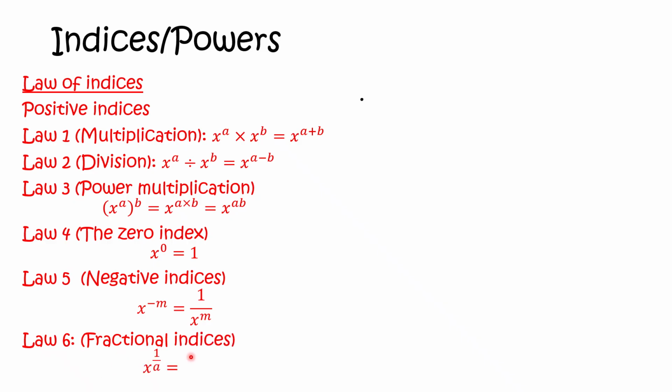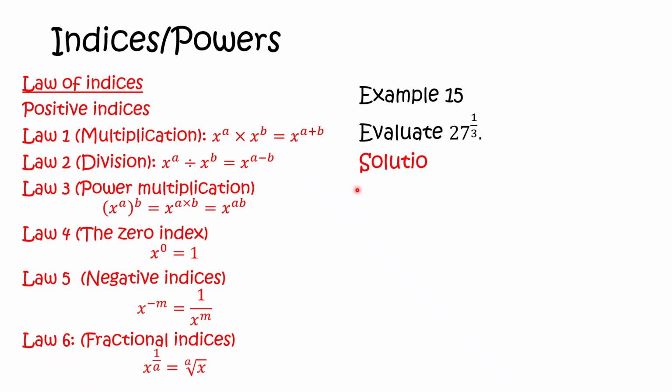Law number 6, the fractional indices. So if we have x to the power 1 over a, then that will be the a-th root of the base x. Let's look at example 15. Evaluate 27 to the power 1 over 3, the solution. So we can actually have this according to law 6. We find the cube root of 27, which would give us a 3.